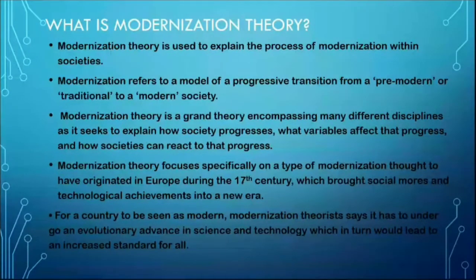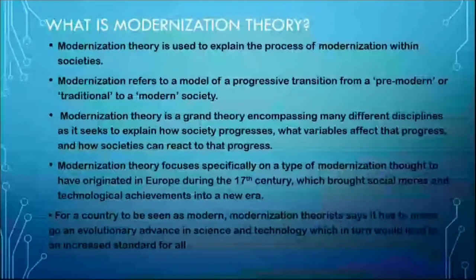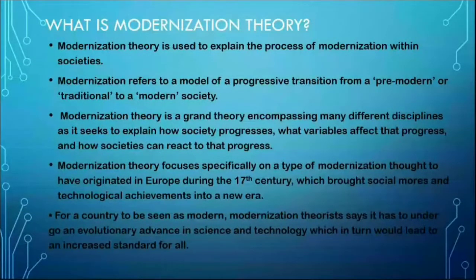Modernization theory focuses specifically on the type of modernization thought to have originated in Europe during the 17th century, which brought social mores and technological achievements into a new era. For a country to be seen as modern, modernization theory says it has to undergo an evolutionary advance in science and technology, which in turn would lead to an increased standard of living for all.